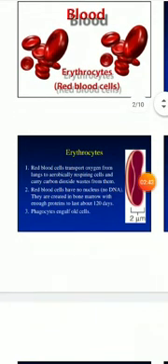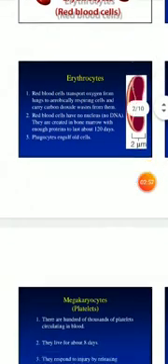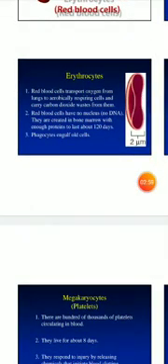Now come to the first component of the circulatory system, that is blood. We will read about the red blood cells. This is a very important part of the circulatory system. Why? Because red blood cells consist of hemoglobin. Why are red blood cells red in color? Because of the hemoglobin.